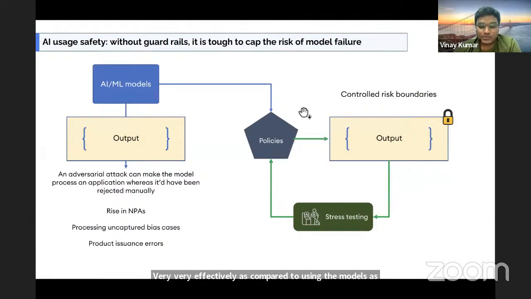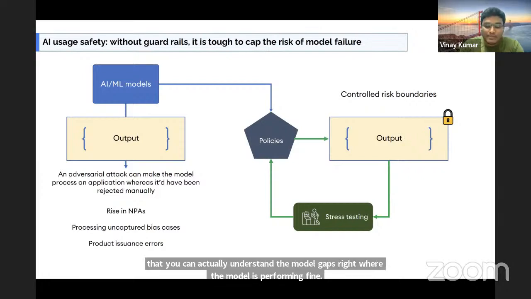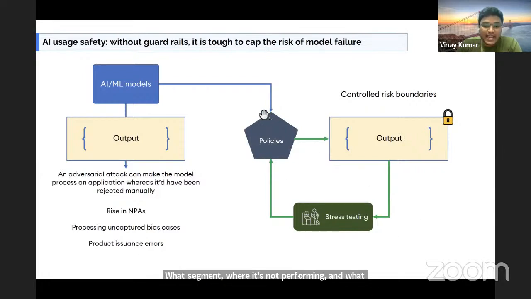To be able to build this policy layer, you have to do stress testing on the model, on the process, so that you can understand the model gaps, right? Where the model is performing fine, what segment it's not performing in, and what is the reason behind that. So this stress testing can give a lot of inputs for building these policy layers. And this could be the biggest USP going forward for AI/ML model productionization. Modeling is now democratized. Data is largely getting democratized. Then the biggest difference is how you are protecting yourself from any given model, such that the protection layer can differentiate business A versus business B. So this is going to be really important as we go forward from a model safety standpoint.